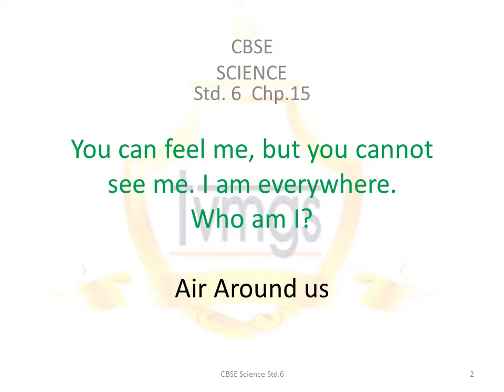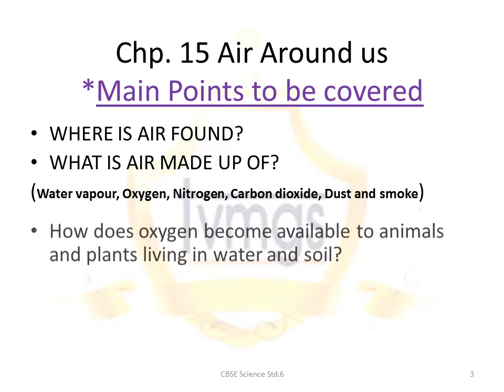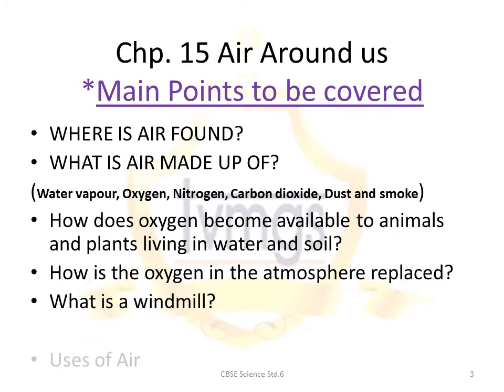CBSE Science Standard 6, Air Around Us. Chapter 15, Air Around Us. The main points to be covered are as follows. Where is air found? What is air made up of? How does oxygen become available to animals and plants living in water and soil? How is the oxygen in the atmosphere replaced? What is a windmill and the uses of air?